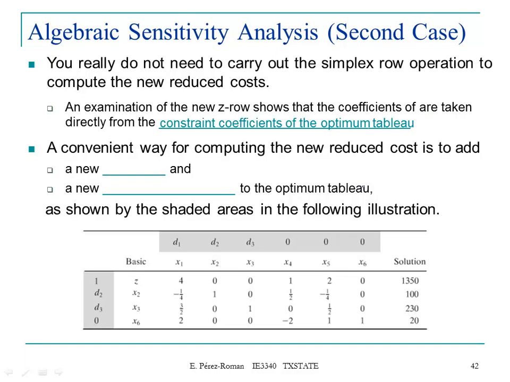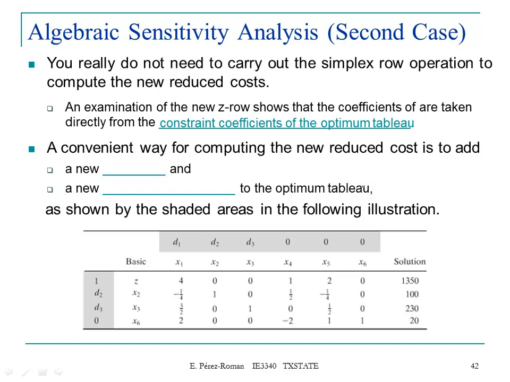So let's say this is not there. Forget about this. The tableau is the optimal tableau for the simplex method. Now I want to find those reduced costs for this problem. So what I want to do is use that optimal solution, add this row and this column, and now compute those reduced costs using my optimal solution.